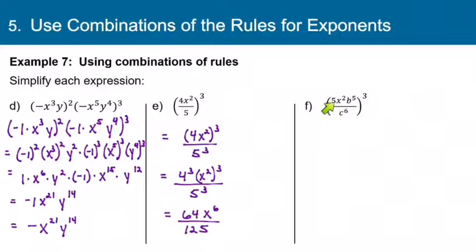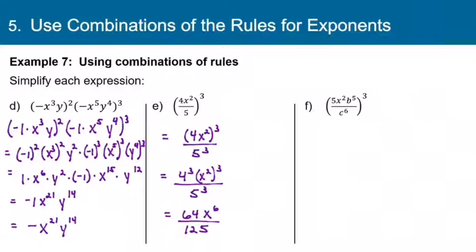Here on part F, we have 5x squared b to the fifth all over c to the sixth, all of that raised to the third. This is very similar to what we had in part E, so I would encourage you to pause the video and try this one by yourself. And now I'm going to go through it with you.